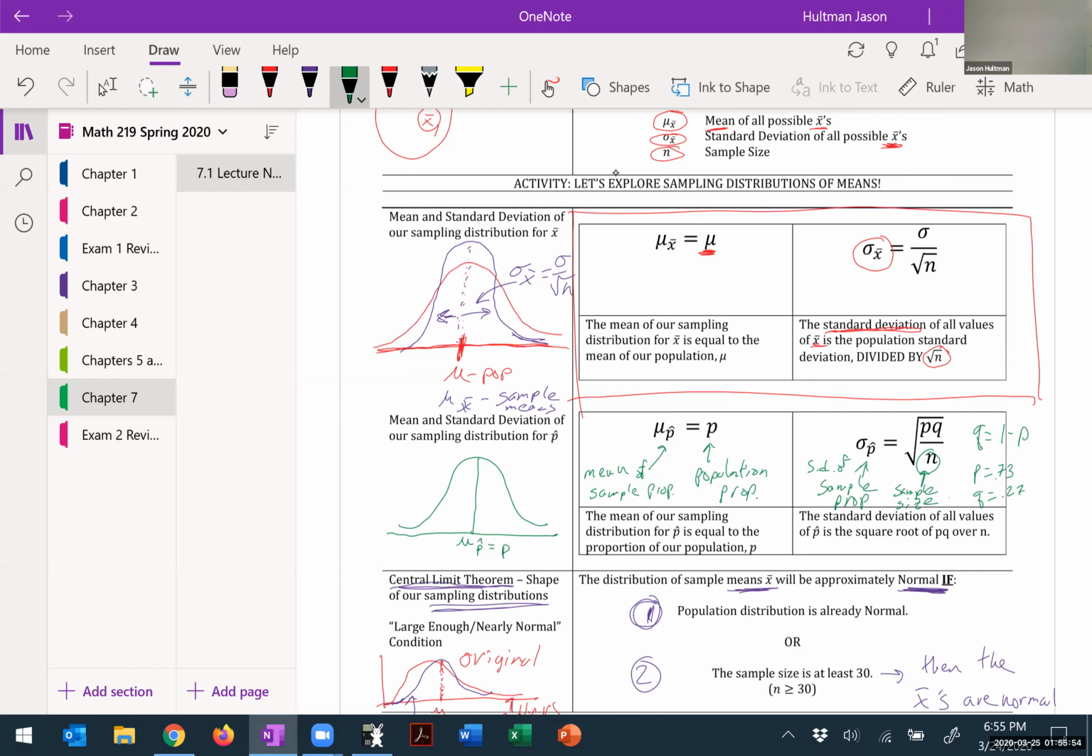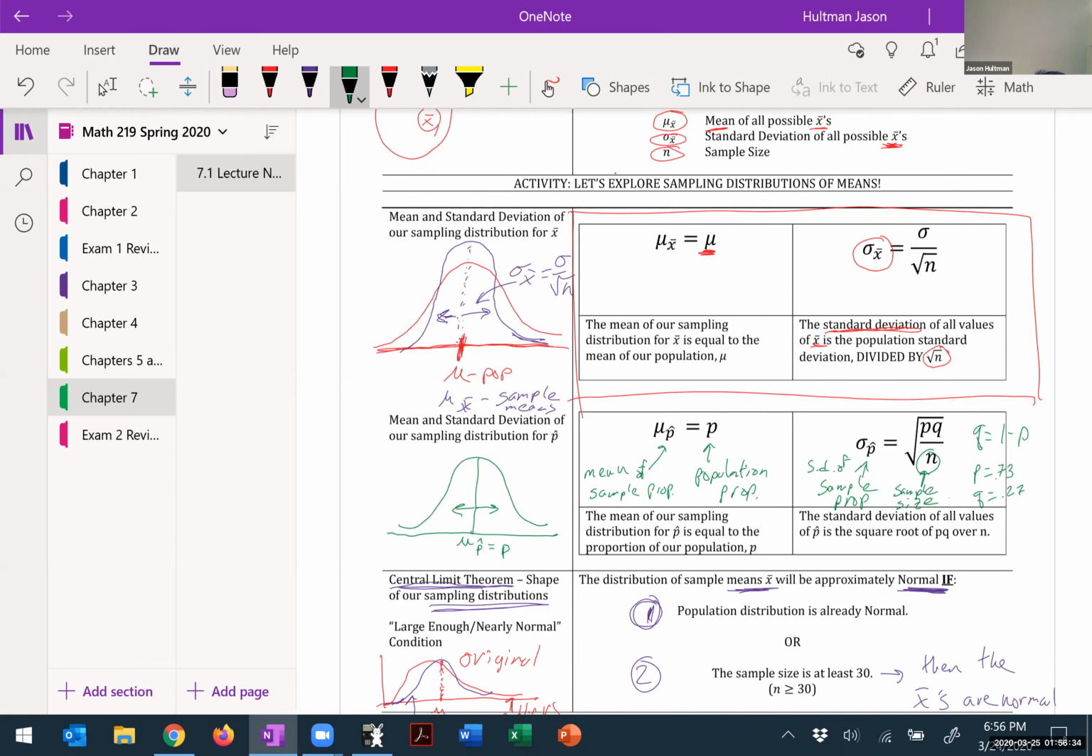Okay, sample size. So the standard deviation here is equal to the square root of P times Q over N. P is the original population proportion, and Q is 1 minus the population proportion, divided by the sample size. When I square root it, that will give me the sample proportion standard deviation.